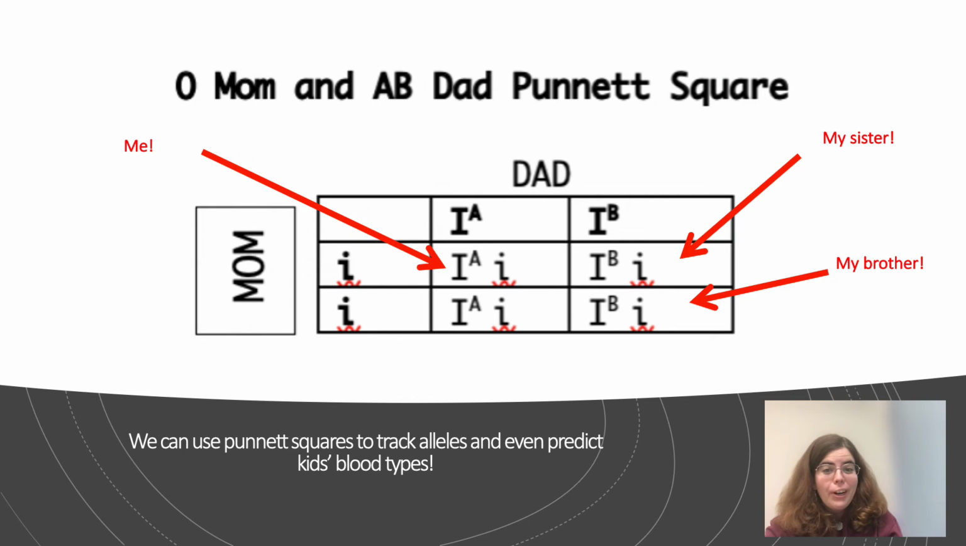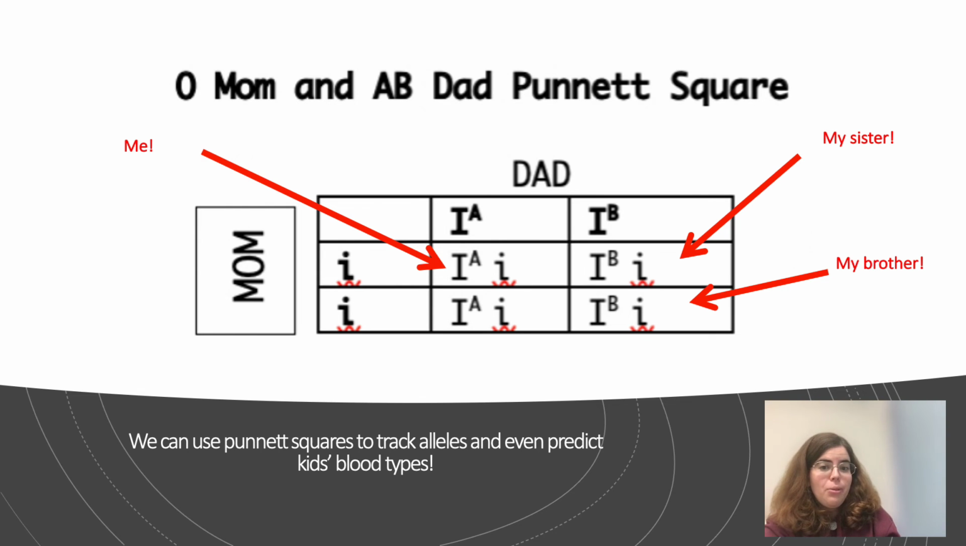So I think the coolest part out of all of this is definitely the Punnett square, because you can use the Punnett square to, in my opinion, predict the future. More realistically, we use the Punnett square to keep track of alleles and then estimate the probability that a given child will have a specific blood type.